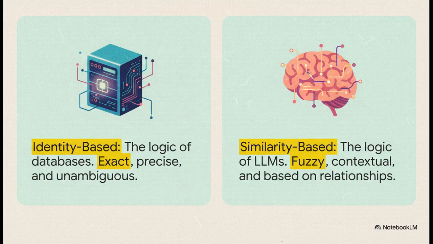It really boils down to two core concepts. On one hand, you have what we'll call identity-based thinking. This is the world of databases: exact, precise, no room for error. But on the other hand, you have similarity-based thinking, and this is the world of LLMs. It's a bit more fuzzy. It's all about context and relationships. So let's actually break down what that means.